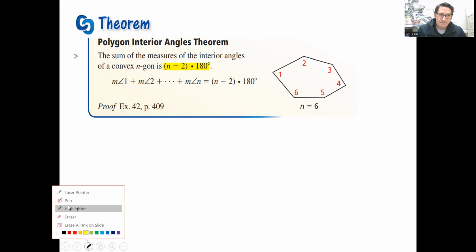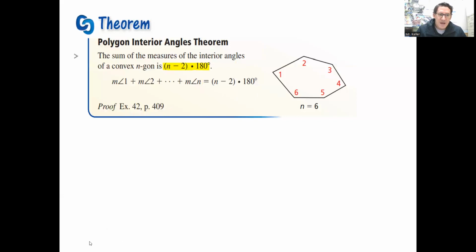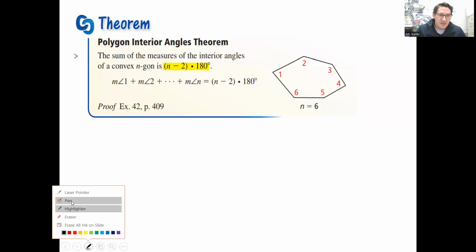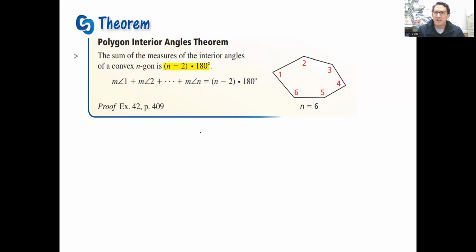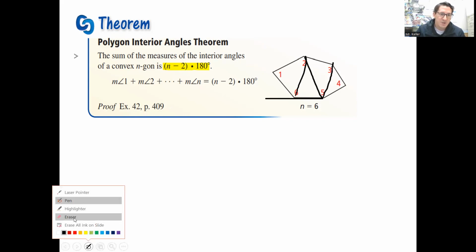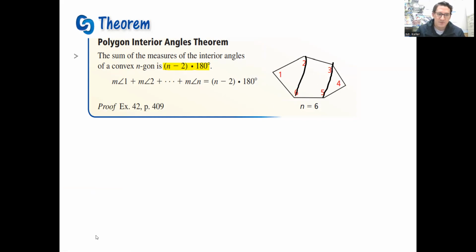One thing you can do, I'll do this quickly, we'll talk about it more in class, but you can remember how that works. If you can remember that the interior angles of a triangle add up to 180, you can split any polygon like this into a bunch of smaller triangles. Let me do that one again, right?